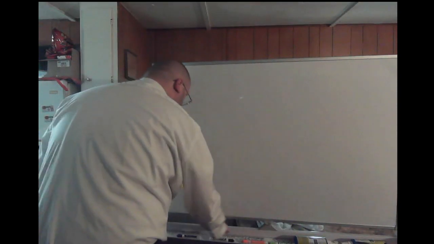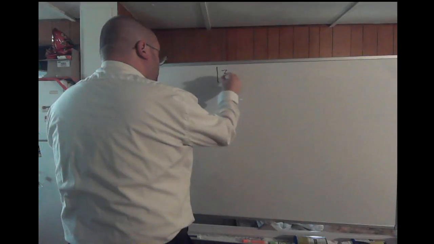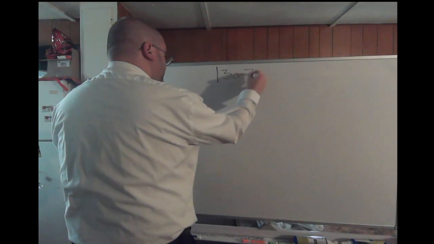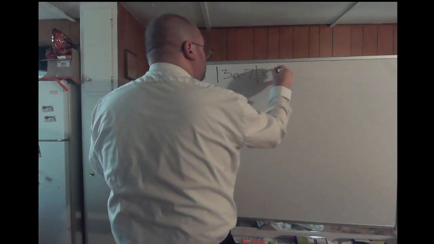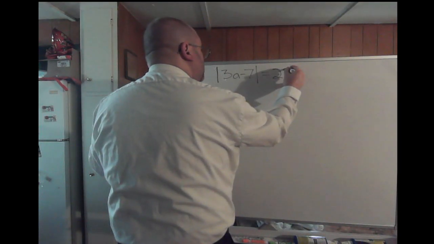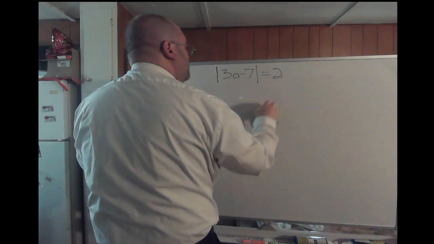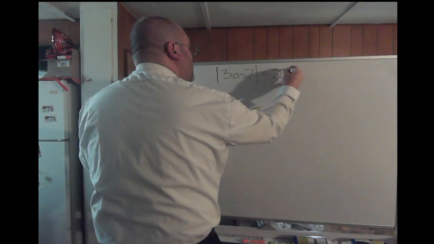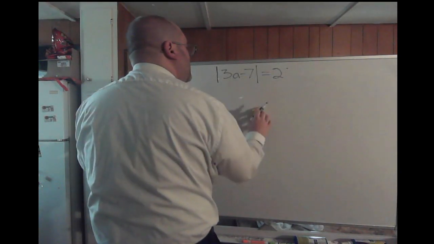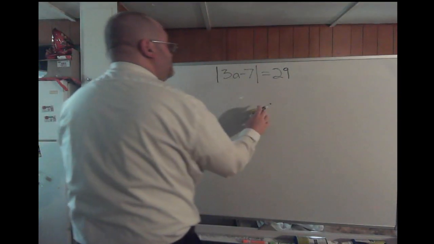Alright, one more problem here. Absolute value of 3a minus 7 equals 28. Nah, that's not what I wanted to do. Let's do 29.